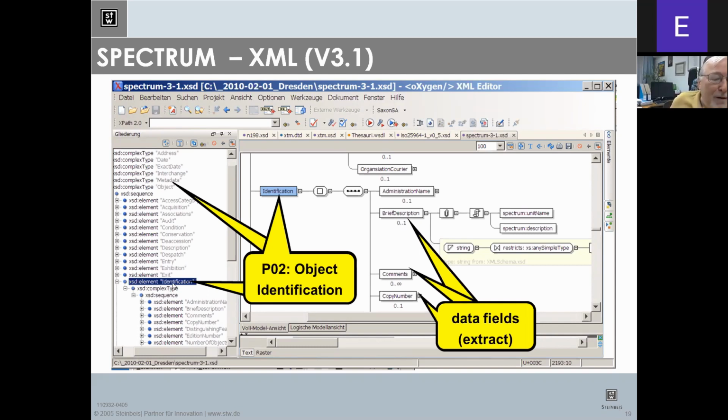We have here, for example, the identification element. That is from the schema, and the information element has sub-elements. Here you have a verbal description of the XML, and here you have a graphical description of the XML. And you have here the identification element. Then you have an administrator name. You have a brief description for identifying this object. You have a Spectrum unit name. You have a Spectrum decision description, and so on.